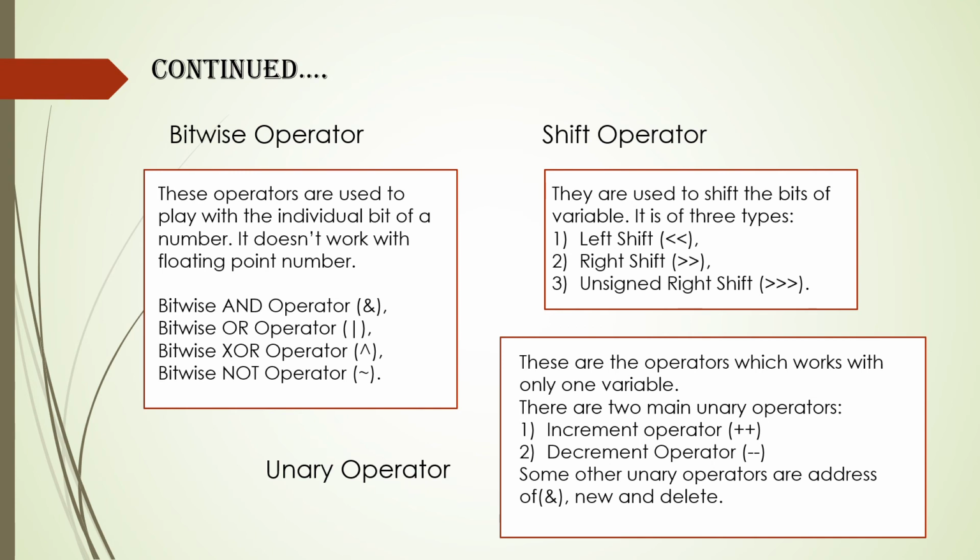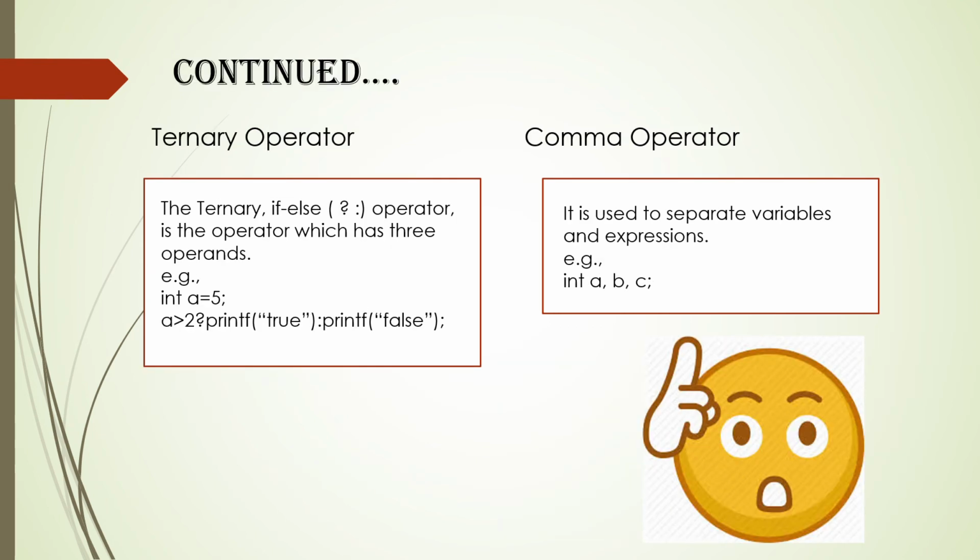The two operators we are left with now are the ternary operator and the comma operator. So what is the ternary operator? It is represented by a question mark and a colon, and these operators are used with three operands. Now let us understand how this operator is used.